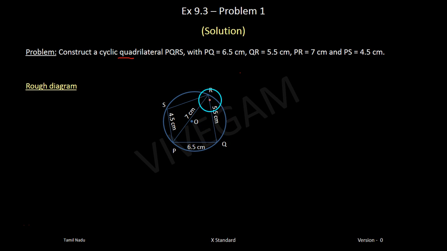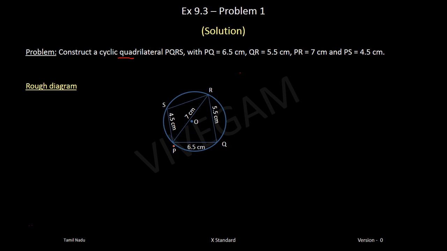Then we need to draw the perpendicular bisector of this QR and the perpendicular bisector of PQ. They will intersect at one point, and that is O, the center of the circle. So with O as a center and OP as a radius, or OQ, or OR, all three will be equal, you will have to draw a circle.